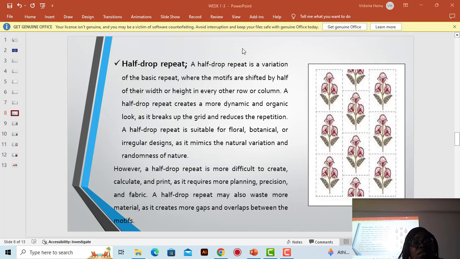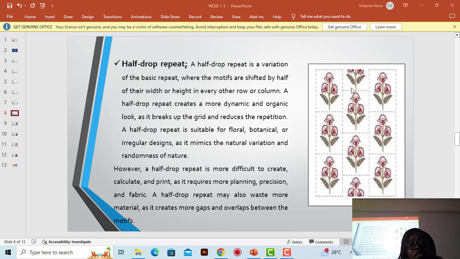So the next unit repeat is half drop design. The half drop repeat is a variation of the basic repeat where the motifs are shifted by half of their width or height in every other row or column. So let's go straight to our picture. We can see that we still have the four squares. We'll be doing this, the boxes.